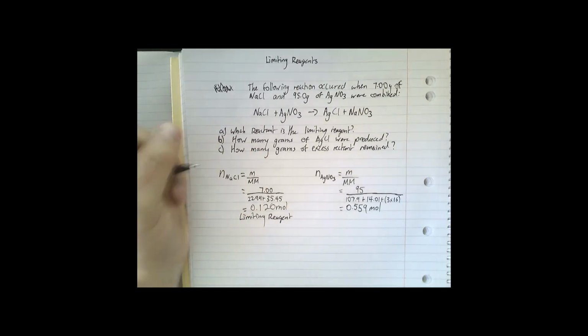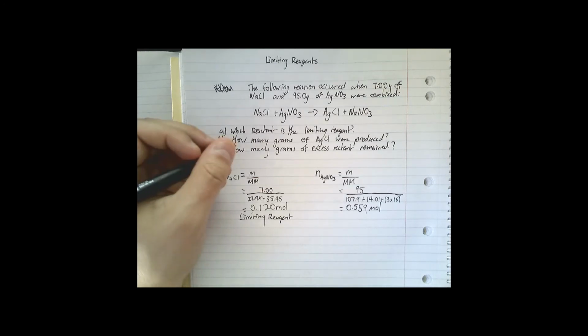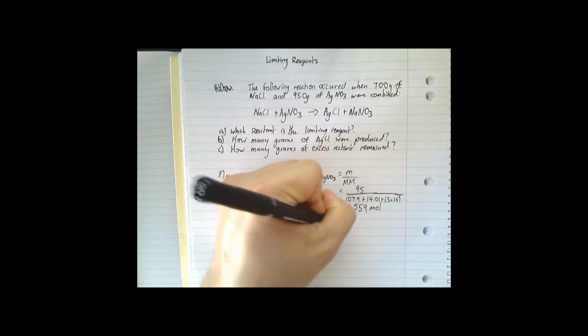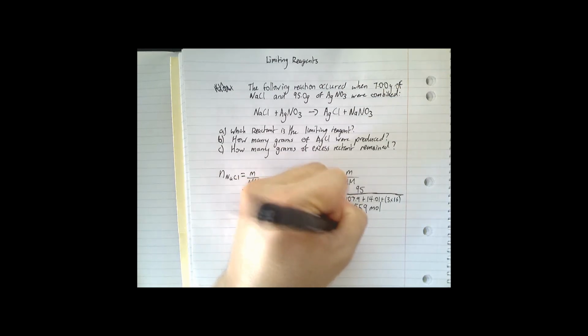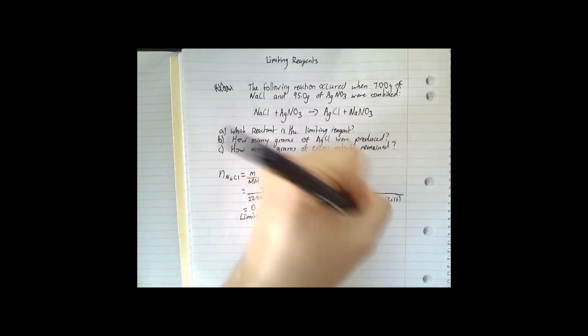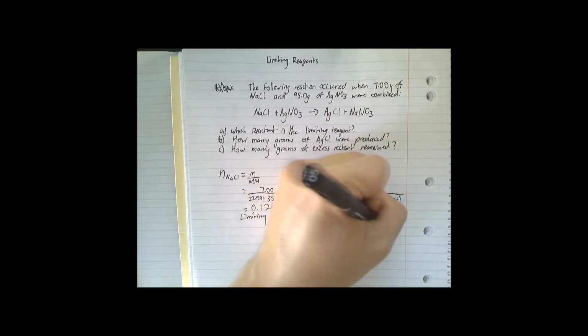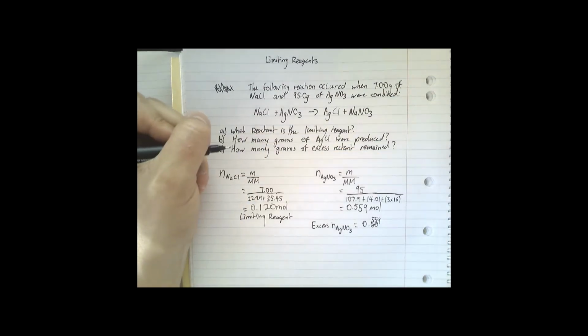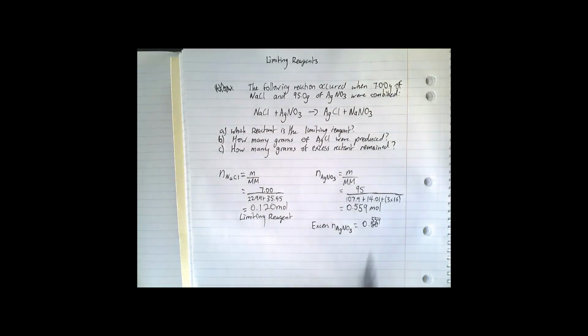And while we're here and thinking about how much more silver nitrate we'll have at the end, we'll actually calculate that now. So excess moles of silver nitrate. Now that's going to be equal to the amount of silver nitrate that we have in total, so 0.559 moles. And we're going to subtract the number of moles of silver nitrate that will react with the sodium chloride.